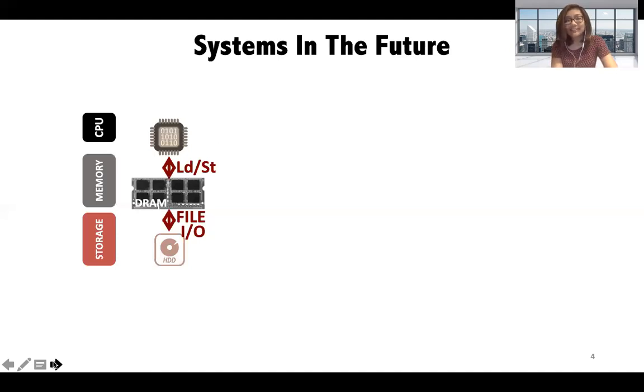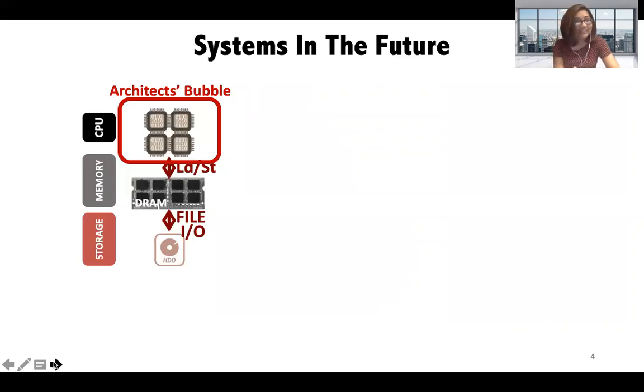If we look at the current system, we have the CPU where we perform the computation. We have storage where we store persistent data. And in between CPU and persistent storage, we have this DRAM where we buffer data for faster access. So this has been the computing model for decades. And we architects sometimes mostly focus on the CPU part. So we have made some changes from single core and we moved to the multi-core era around 2000.